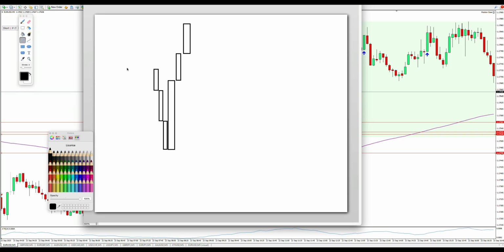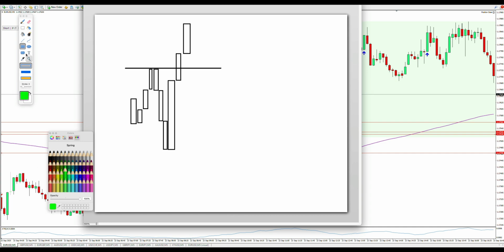Okay, so here's our break of structure here. Let's just say we're looking for buy signals. So let's just say this is our momentum candle. I'm just going to have to color this all in. Here's our momentum candle here. Here's our break of structure with this candle here, and here's our next candle.